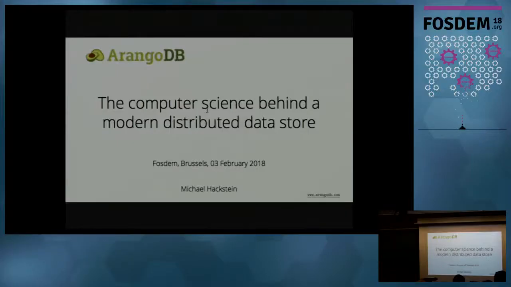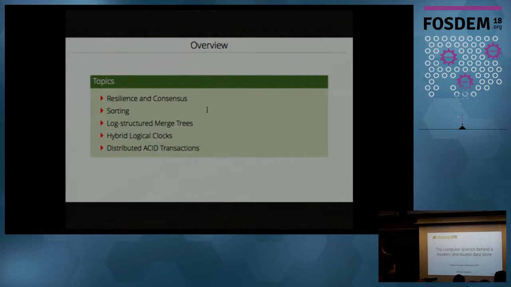So, next talk, or now I'm giving it, is about the computer science behind the modern distributed data store. And it is a hard problem. And what I would like to tell you today is the four or five major challenges that we face when we create a distributed database, which we at RangoDB, the company I work for, are building right now, and which is out there. So most of this is already done. And I would like to talk about it and how computer science helped us implement all this stuff.